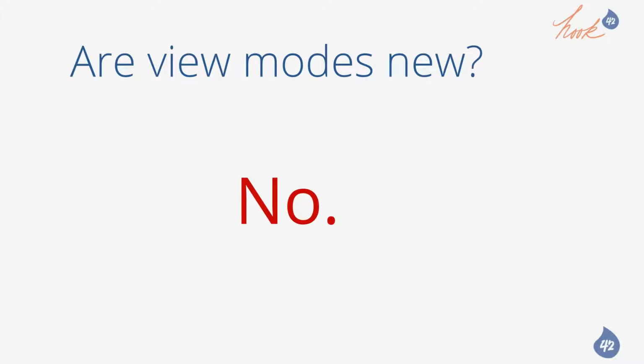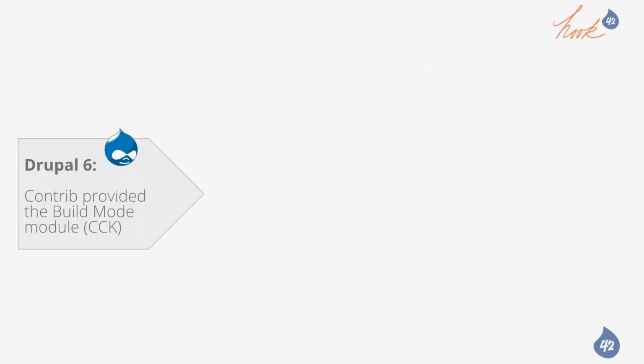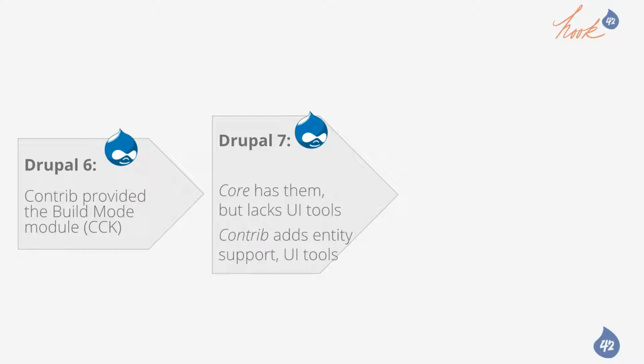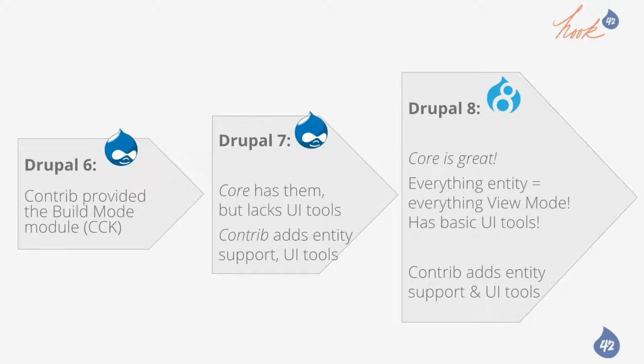Are view modes new? No. In Drupal 6, Contrib provided the Build Modes module as an extension of the CCK suite. In Drupal 7, core has view modes. You see teasers and full content in Drupal 7 if you're used to it, but it really lacked the UI tool to extend and work with view modes very easily. You could absolutely develop with them easily, but you had to install things like Display Suite to surface a UI to interact with view modes, to list them, to create new ones, and to extend them. But Drupal 8 is great.